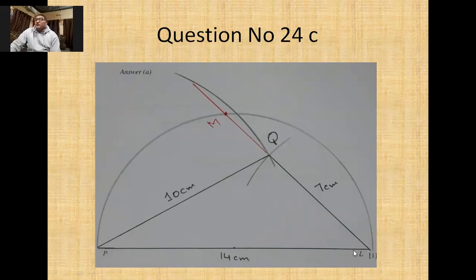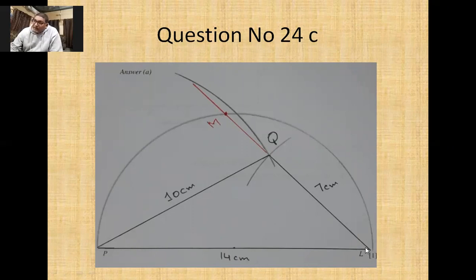So what you will do, with the help of the scale, find the midpoint of the PL. So suppose this is the midpoint. Here you will put the needle of your compass. You will take this point as the center and open your compass till this point, and then draw this semicircle.